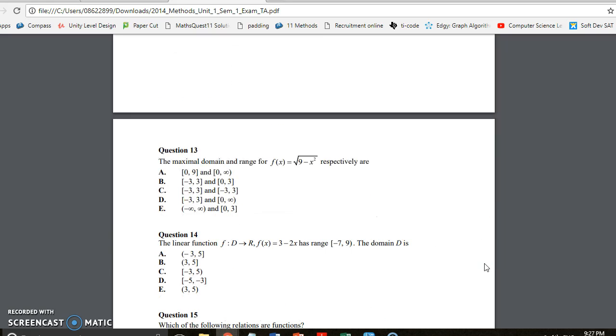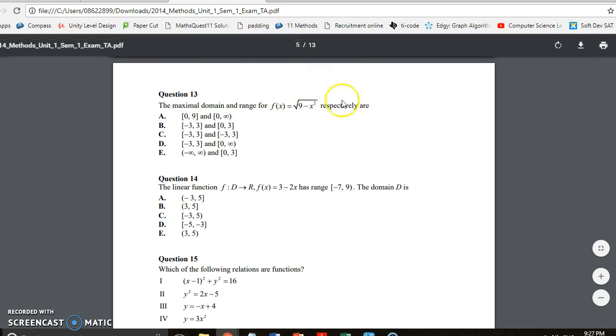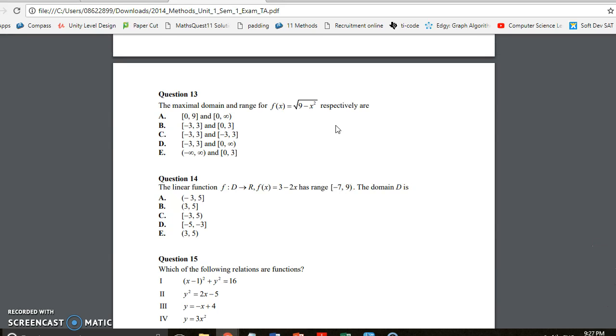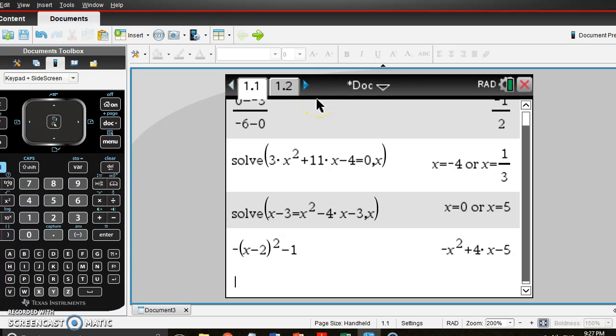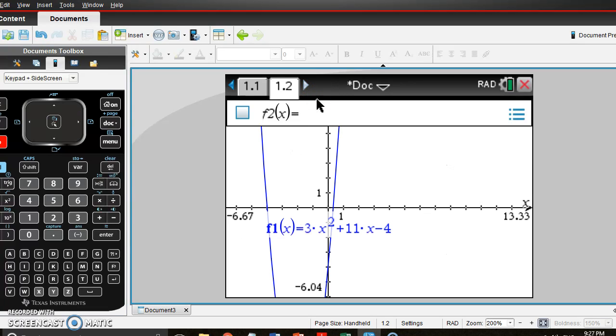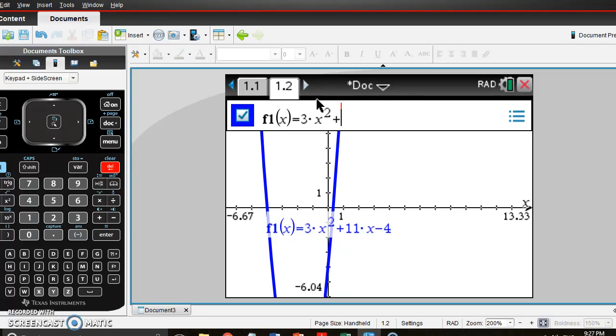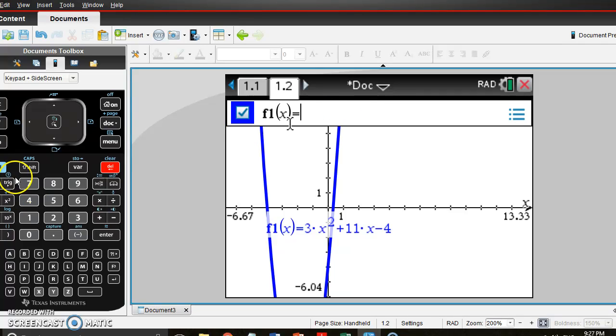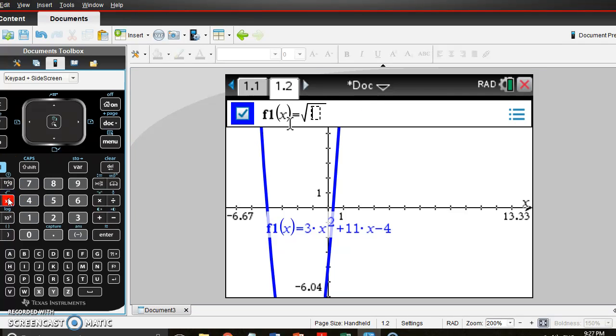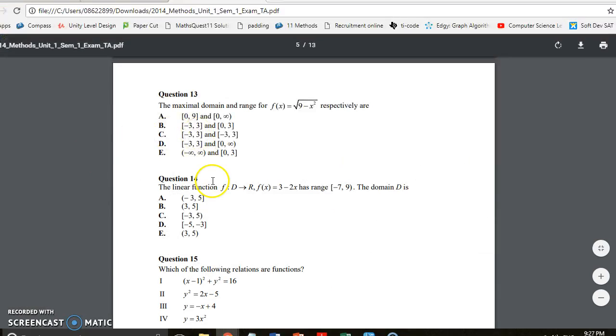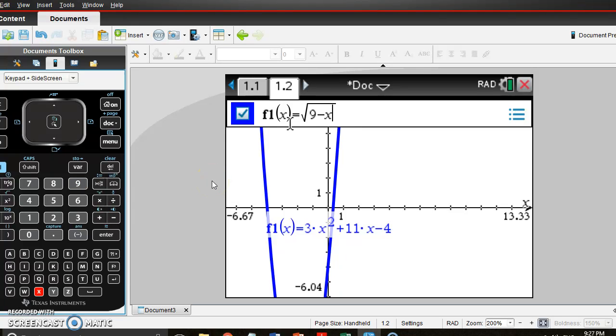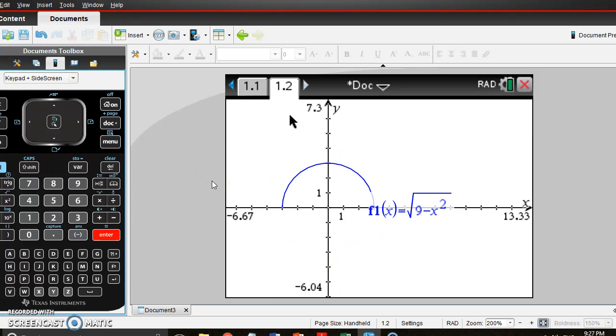Let's have a look at 13. Alright, maximal domain and range for this thing here. If you're asked to find a maximal domain or a range, just graph the thing. So with this, we're going to graph this. We're going to go to our graph. We're going to go tab. We're going to delete this because we don't need it anymore. And it's a square root function, so let's say control that thing, and it's 9 minus x squared. 9 minus x squared. And there we go.